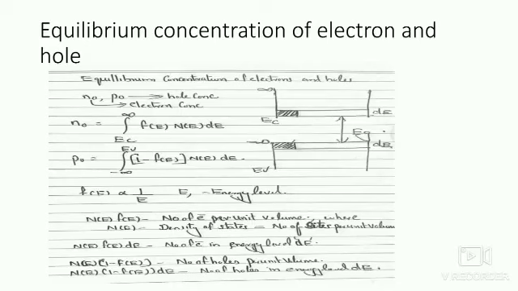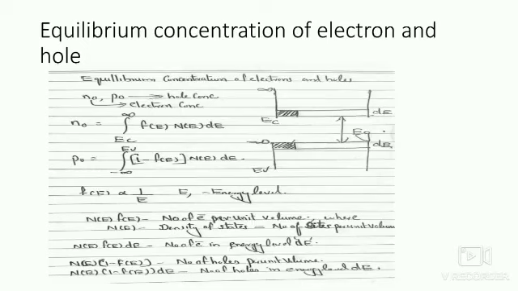That is the first condition of thermal equilibrium: no external excitation except temperature, and the net motion of current or charge is equal to zero. That is, if there is a positive current, there should be a negative current equal in magnitude but opposite in direction, so the net current is equal to zero.